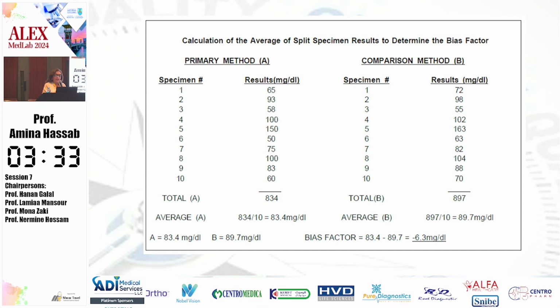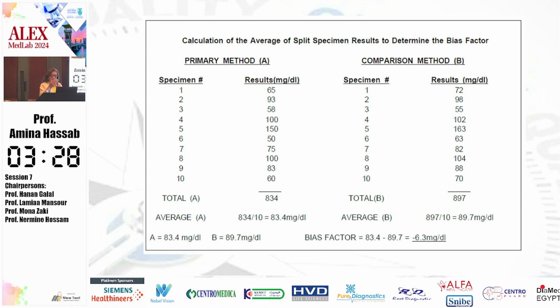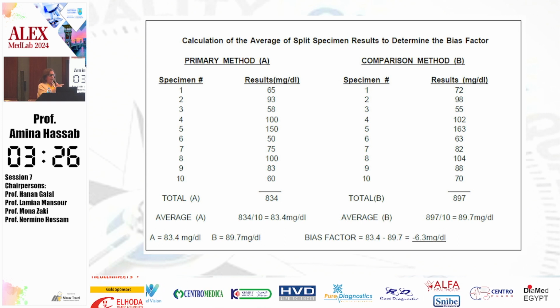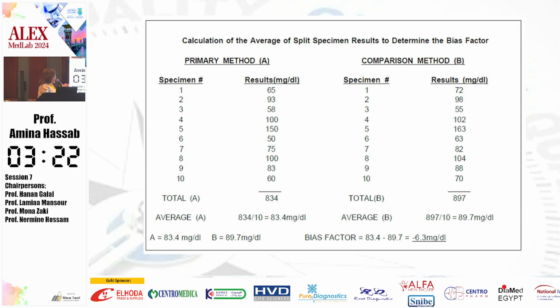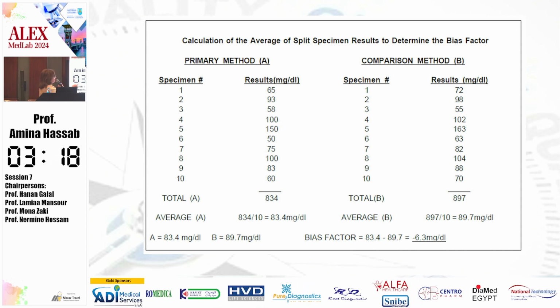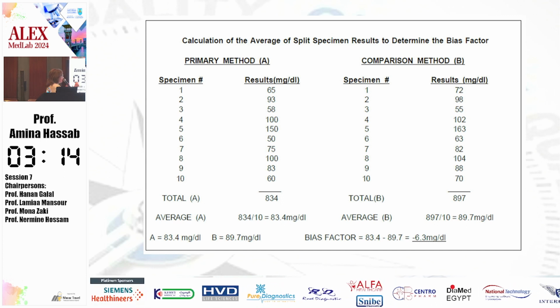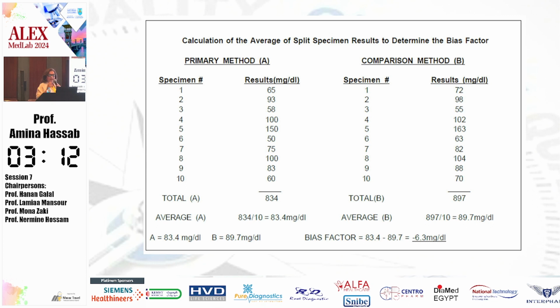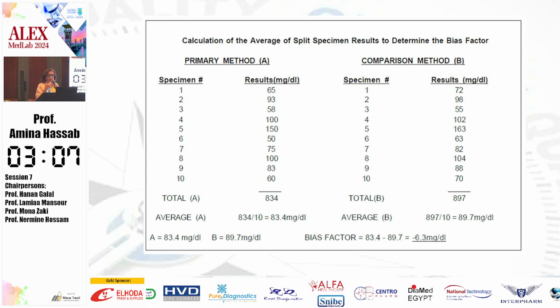Okay? So if I send other samples to lab B to compare the results, I have to respect the bias factor, which means, for example, in this condition, the results in lab B are lower than those in lab A by 6.3. This is my bias factor. So I take this into consideration in comparing my results.